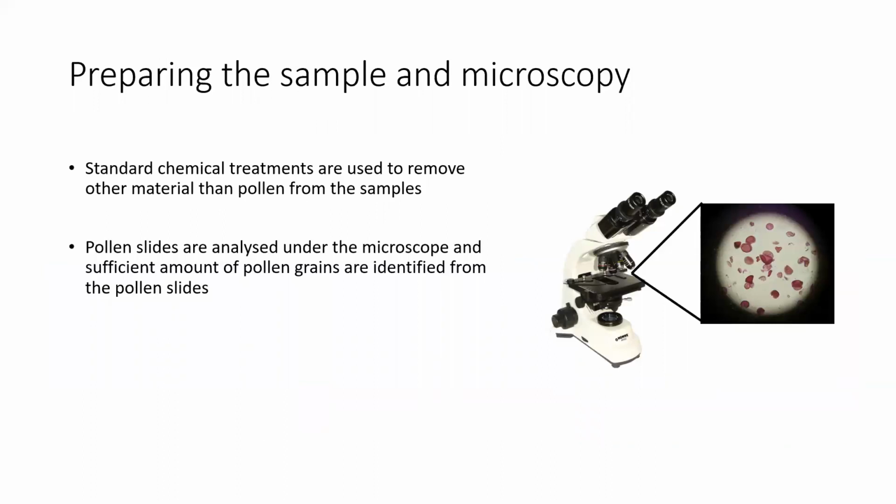In the introductory lecture, we looked at the steps of environmental research. So basically obtain the core, subsampling, then preparing the samples in the lab and the microscopy. And in pollen analysis, as I already said, there are standard chemical treatments that can be used to remove the extra material from the pollen slides. And the aim is to obtain a microscopic slide that can display different pollen grains, which can then be identified and counted from the pollen slides.